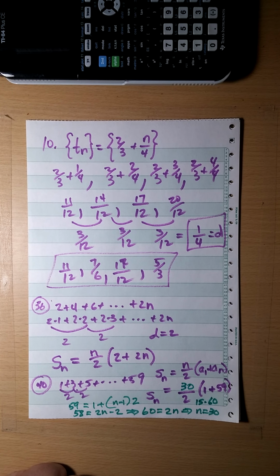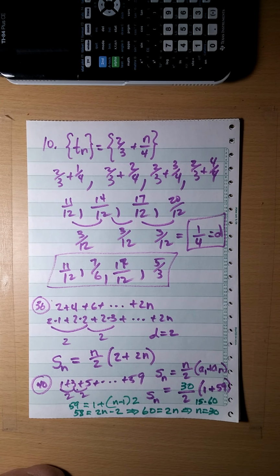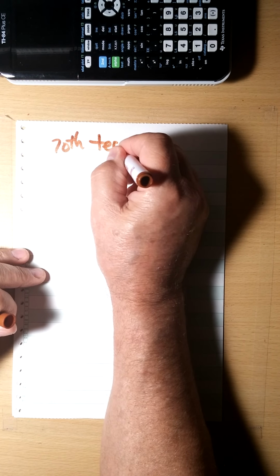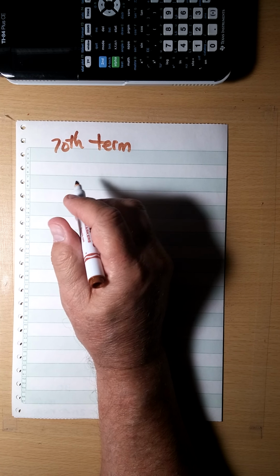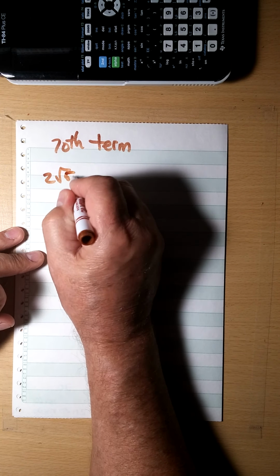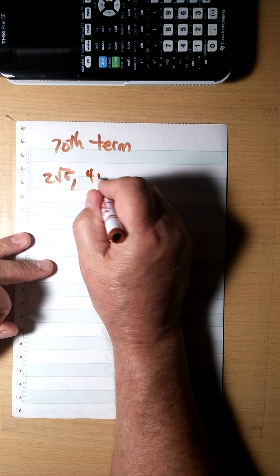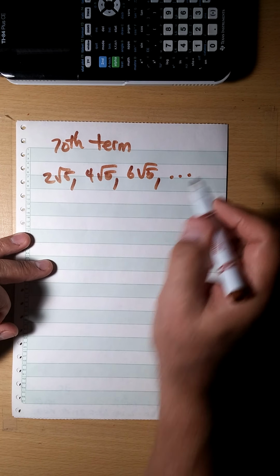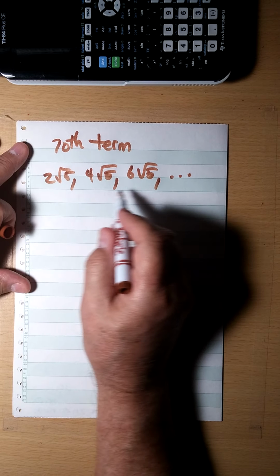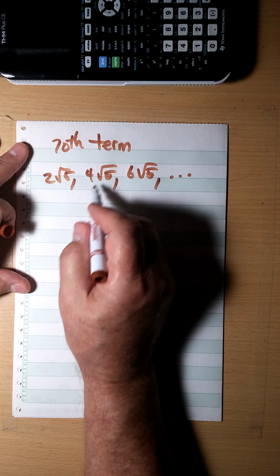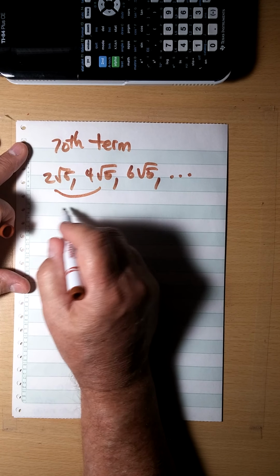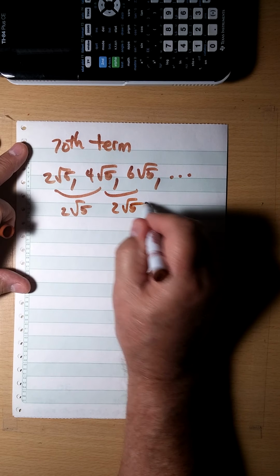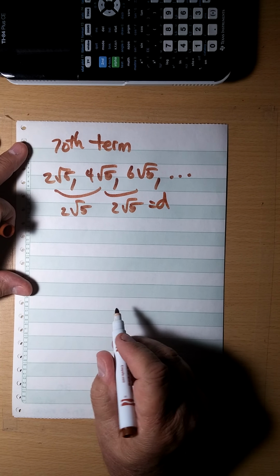So, we want to find the 70th term of the sequence 2 square roots of 5, 4 square roots of 5, 6 square roots of 5, and so on. Well, what is the common difference? Probably this is arithmetic since that's the section. But if we look at the difference here, 4 minus 2, that's 2 square roots of 5. And 6 minus 4, that's 2 square roots of 5. So it has a common difference of 2 square roots of 5.